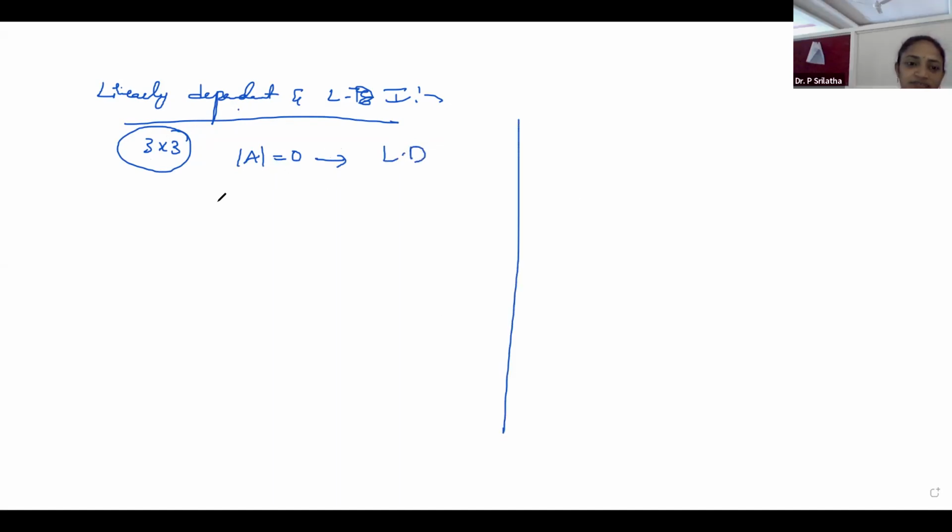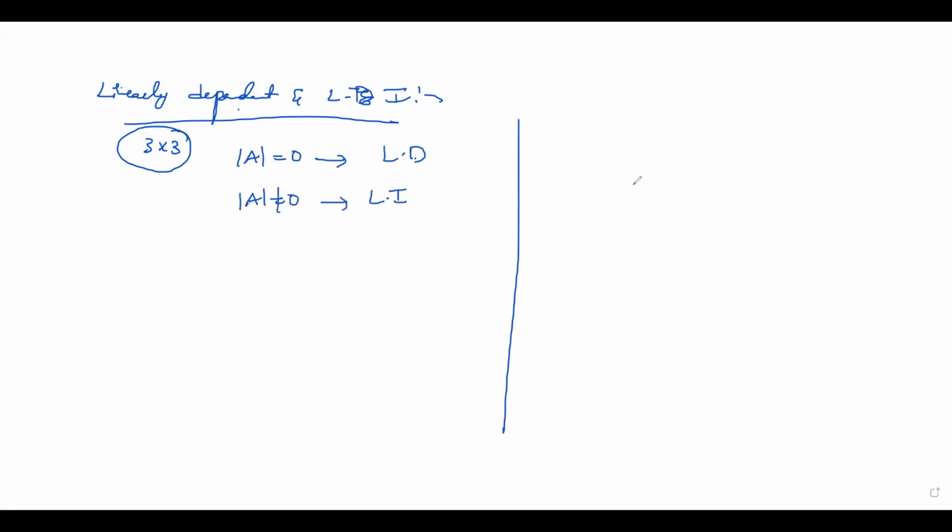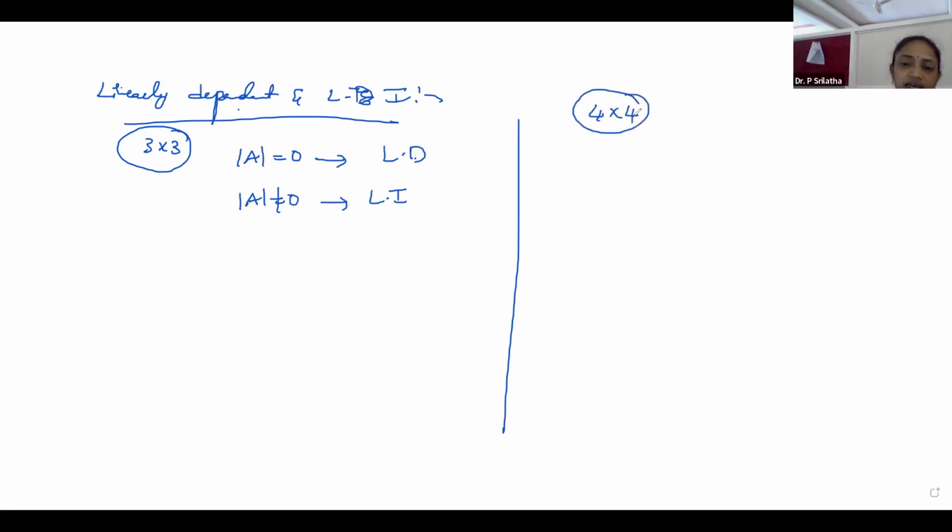So here we have two methods, right? If the determinant is equal to 0, then that is linearly dependent. If the determinant is not equal to 0, then that is linearly independent. Okay. So this is for a square matrix; the matrix will be in the form of 3 by 3 or 4 by 4.